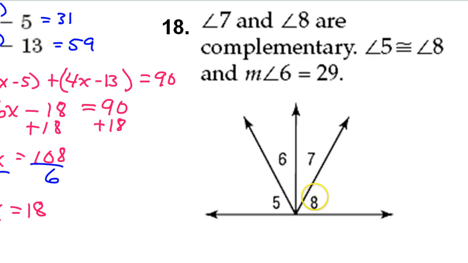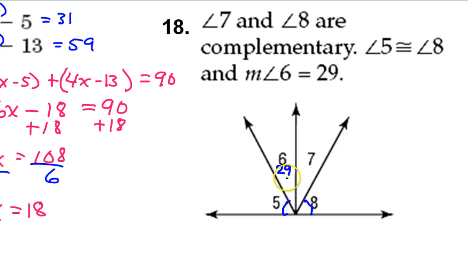Anyways, 7 and 8 are complementary. Yes, we can see that. Well, I guess we're not supposed to assume. Anyway, 5 is congruent to 8. Interesting. So let me mark that. Angle 5 and 8 are congruent. Angle 6 is 29 degrees. So let me put that. So this is 29. Okay, so I guess I'm supposed to find all these other angles.